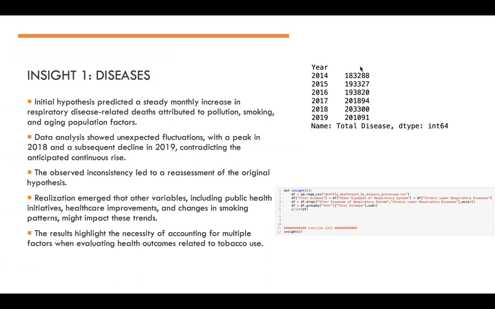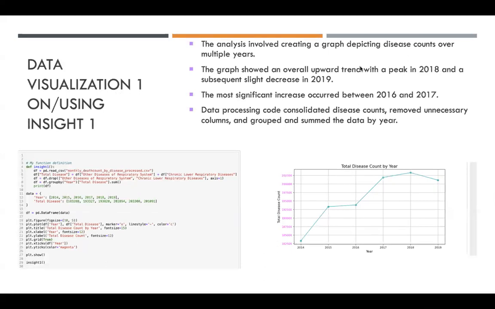Moving on. With my data sets now clean, I wanted to begin my insight analysis. My initial insight revolved around the question: was there a steady rise in respiratory disease deaths given factors like smoking? After combining diseases into a total disease column and grouping them by year, I noticed that the data showed an unexpected fluctuation peaking in 2018, which we can also see in the graphical representation over here.